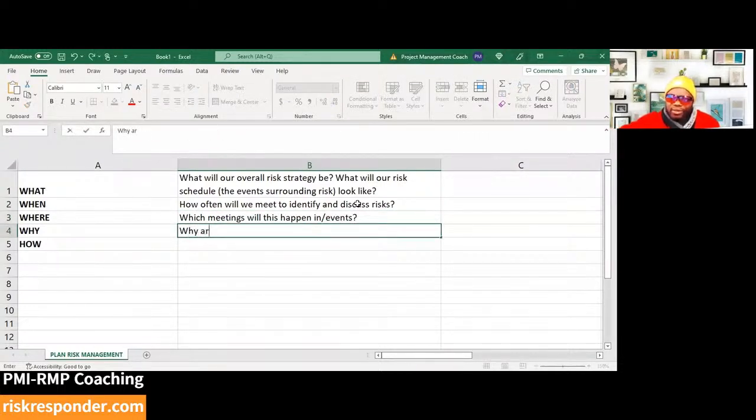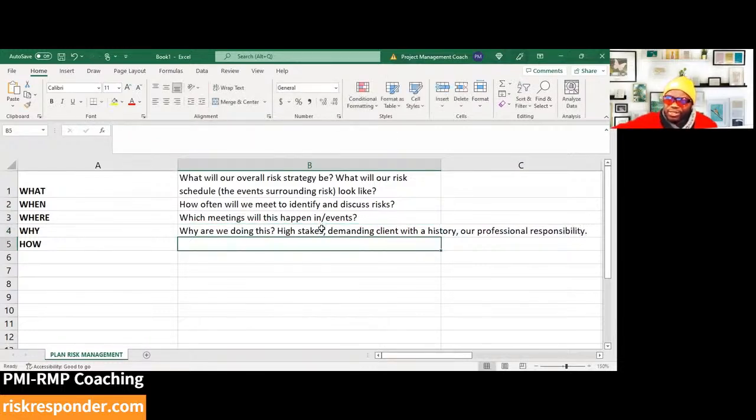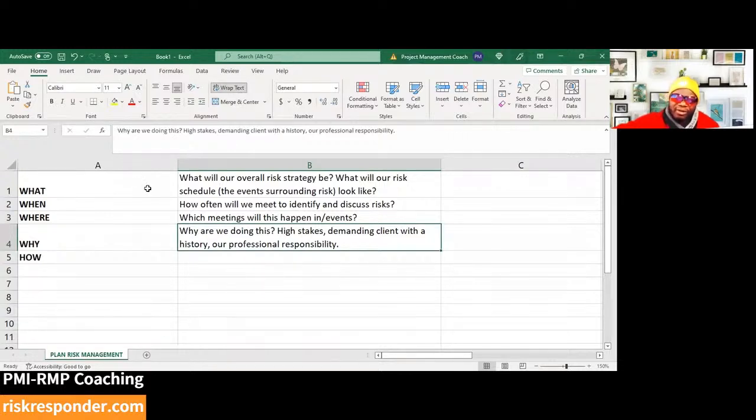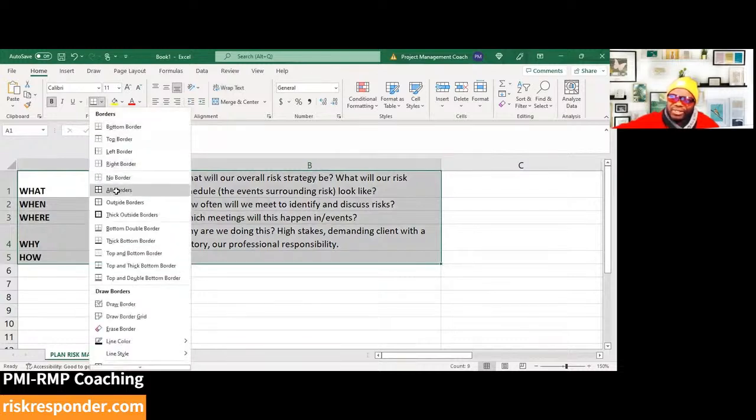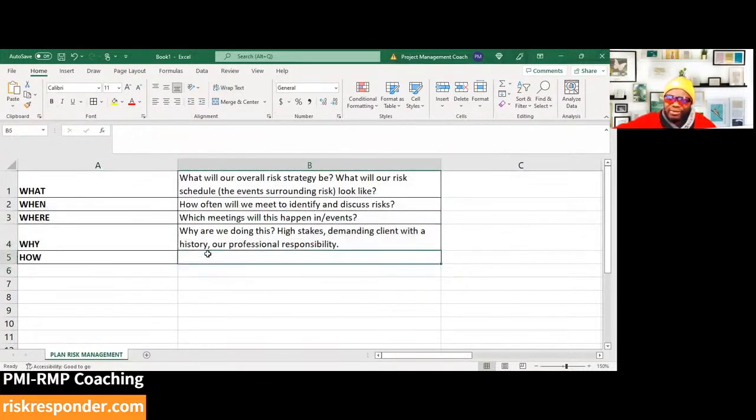Why are we doing this? We could say it's high stakes, demanding client with a history, and it's our professional responsibility. A lot of people don't see it as a professional responsibility, but it really is. I often laugh at people who say, well, we don't have the budget, Phil. All of this requires money. I'm like, just carve out a few minutes of your day with your team to talk about this, right?